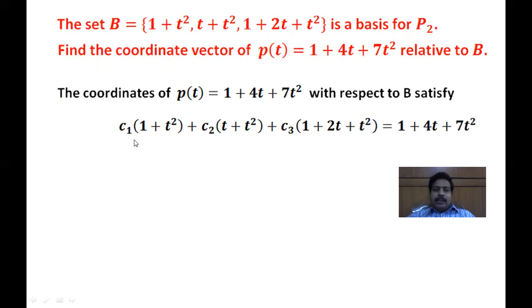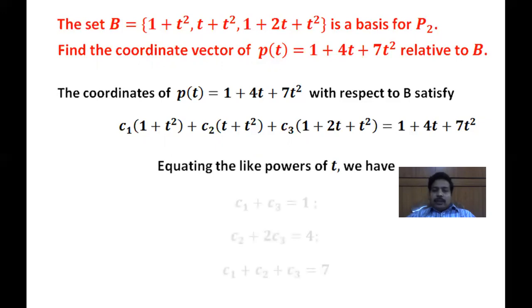We need to find these unique weights or scalars C1, C2, C3, which satisfy this relation. From this equation, by equating the like powers of t, you will get again three relations. By equating the constant term, there is no constant term on the right other than 1, so C1 plus C3 is equal to 1. By equating the terms of t, C2 plus 2C3 is equal to 4. And by equating the terms of t squared, C1 plus C2 plus C3 is equal to 7. So these three are the relations.